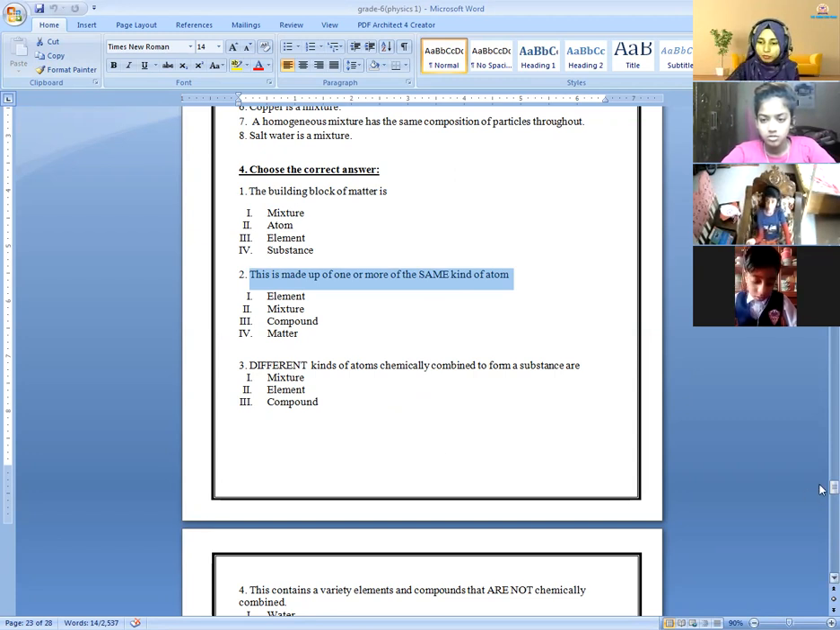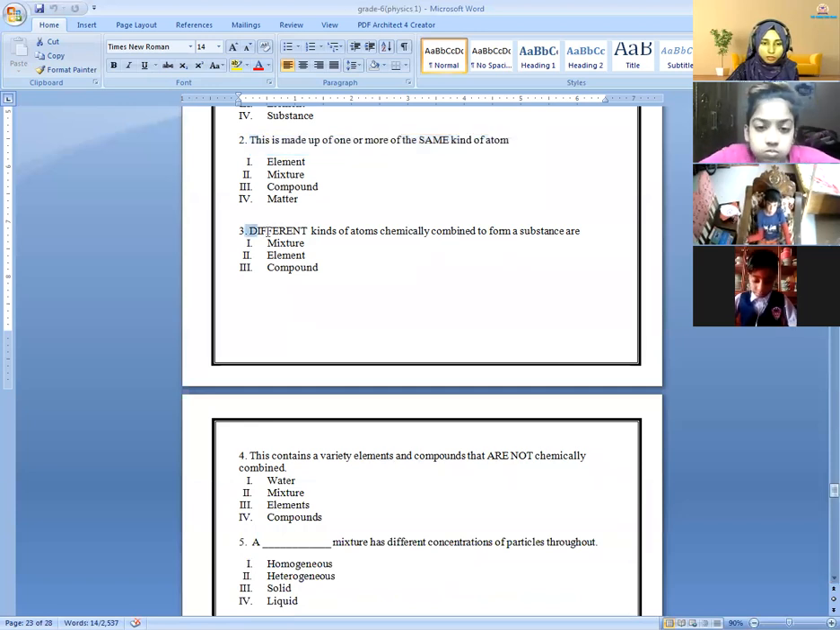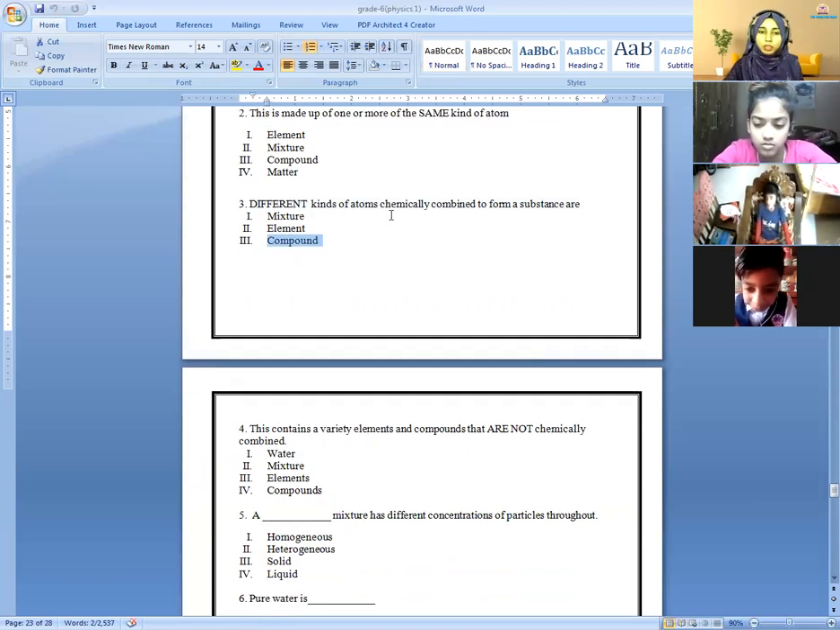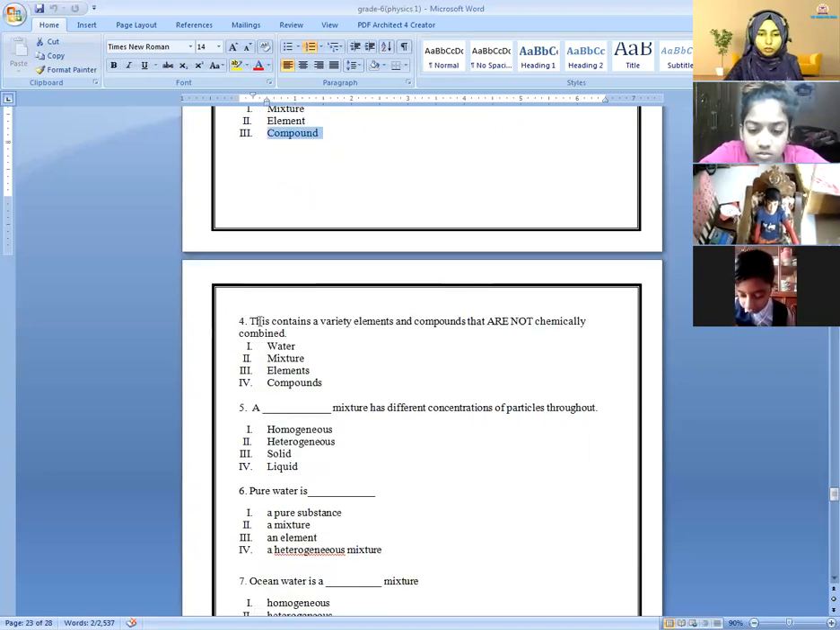The third one is element. Read the question first: different kinds of atoms chemically combined to form a substance are? This is not element here. The answer is compound. We can give the example of water, H2O. There are different kinds of atoms like hydrogen and oxygen, and they are chemically combined to form a substance. Hydrogen and oxygen chemically combined produce water. Go to number 4.